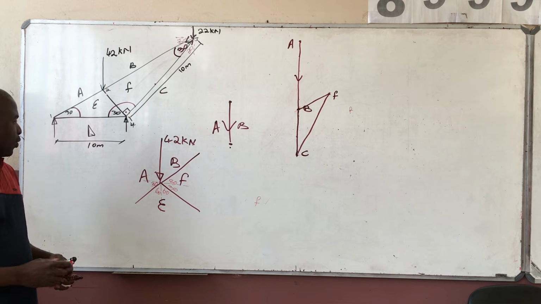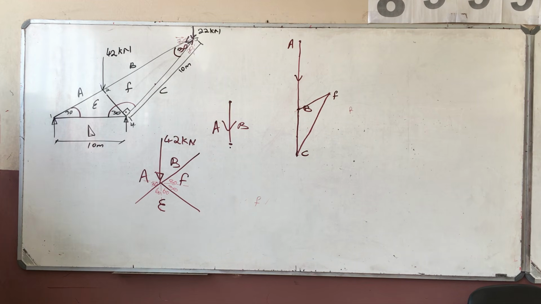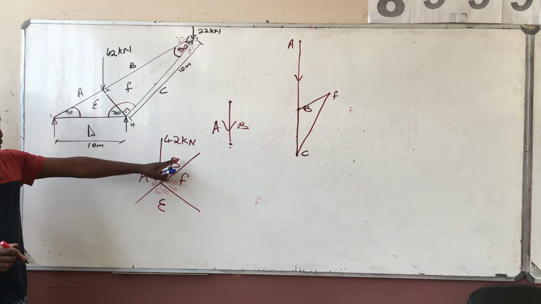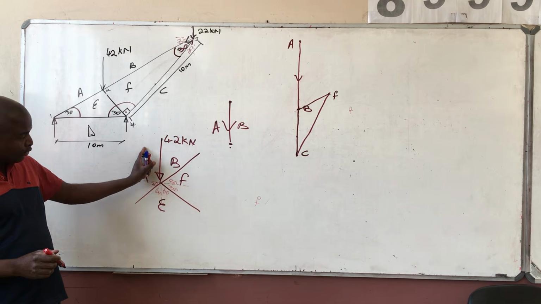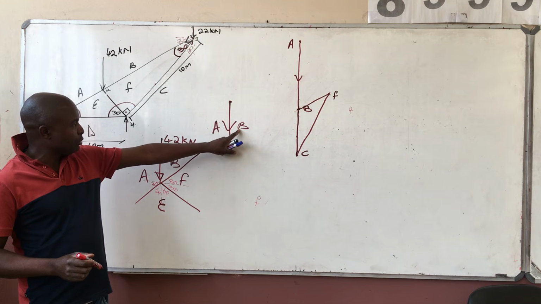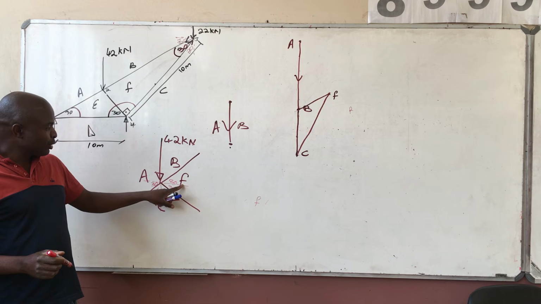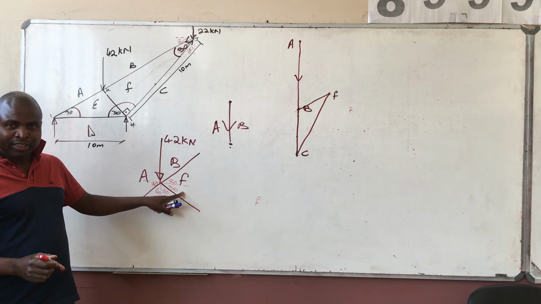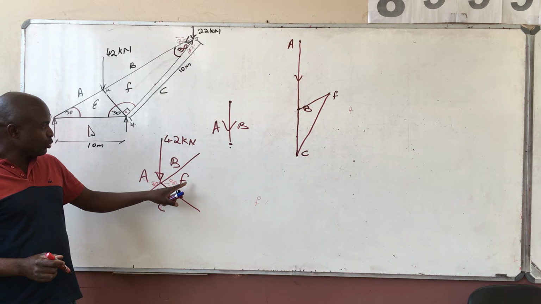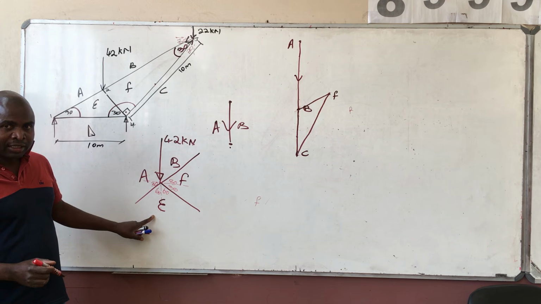So now, which member are we drawing now? BF. We're going to draw BF because we're moving clockwise, right? BF. We already have point B. We already have F too. So it means this one has already been drawn. We go to the next one. The next one is FE. We don't have FE there, right?